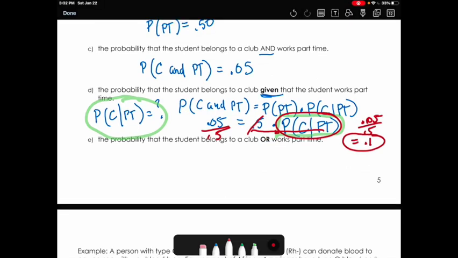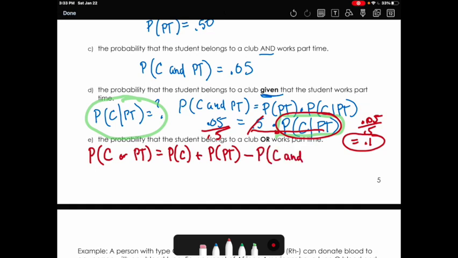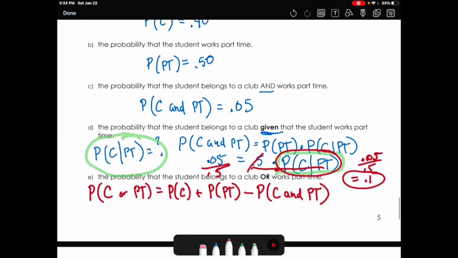In this last problem, part E for this Venn diagram, we have the probability that a student belongs to a club or works part-time. So we have the probability of club or part-time. This is what we're looking for. We know that the general rule when we're writing an or statement is we want to find the probability of the first event plus the probability of the second event, and then we subtract off the overlap, which is C and PT in this case. We have all this information and we can just put it together.